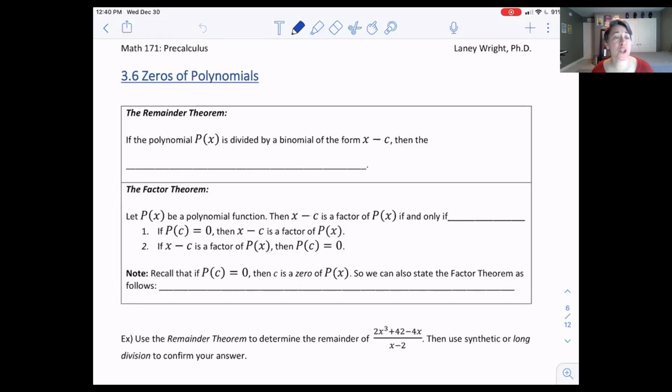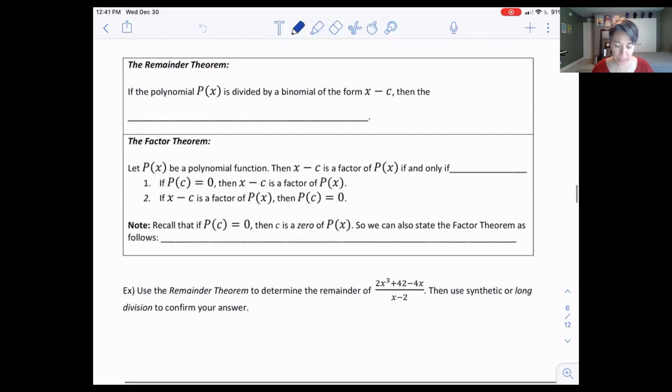2019, we're covering section 3.6, zeros of polynomials. Now, there are quite a few theorems in here and a little bit of manipulation to use, so I'll probably cut this section into two parts, okay? So let's get started with part one, the remainder theorem.